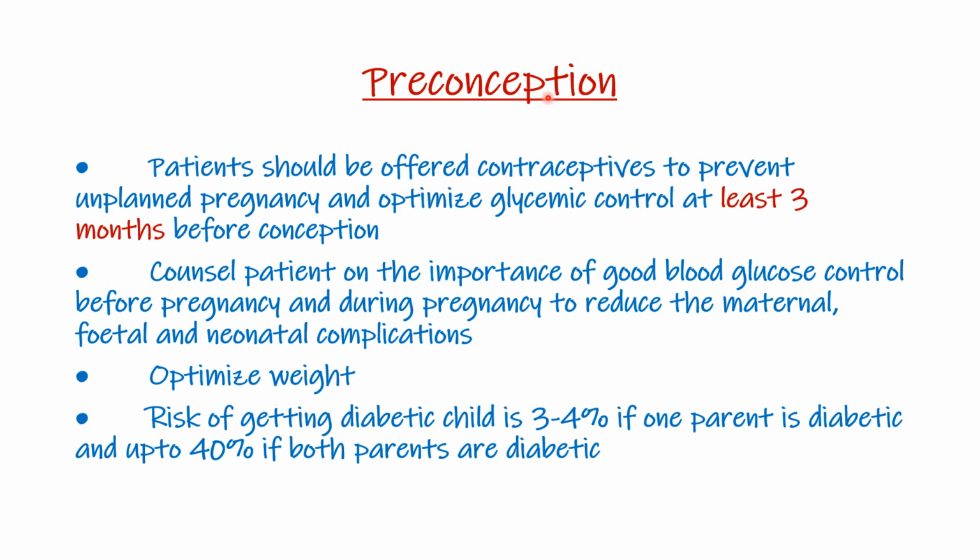So preconception care, or preconception management. Patients should be offered contraception at least to prevent unplanned pregnancy, so that the patient can optimize glycemic control at least 3 months before conception. And then you counsel the patient on the importance of having good blood glucose control before pregnancy and during pregnancy, to reduce maternal, fetal, and neonatal complications. In addition to that, you advise the patient to optimize weight, and the risk of having a diabetic child is 3.3 to 7% if one parent is diabetic, and up to 40% if both parents are diabetic.